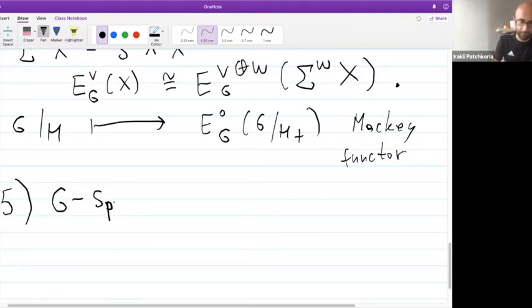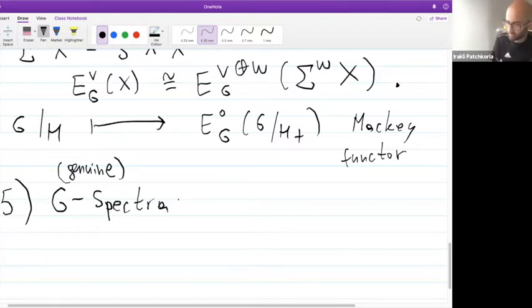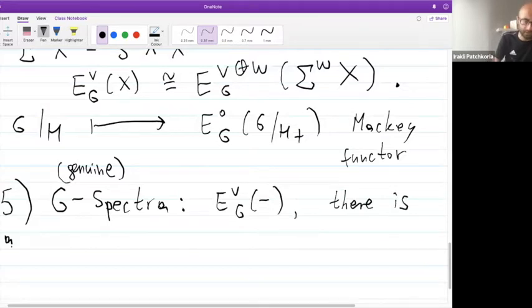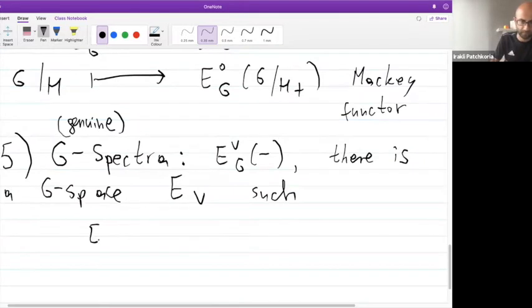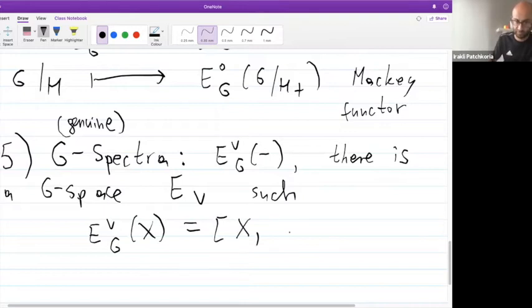G spectra, or the so-called genuine G spectra, but I will not consider any other type of G spectra anyways in this talk, so I'll just call them G spectra. So the thing is that these kinds of cohomology theories, under certain conditions, have some Brown representability. That means that given such a cohomology theory, there is for every V a G space E_V, such that it has this representability condition that if you calculate the cohomology of X, that's just homotopy classes of maps from X to E_V.